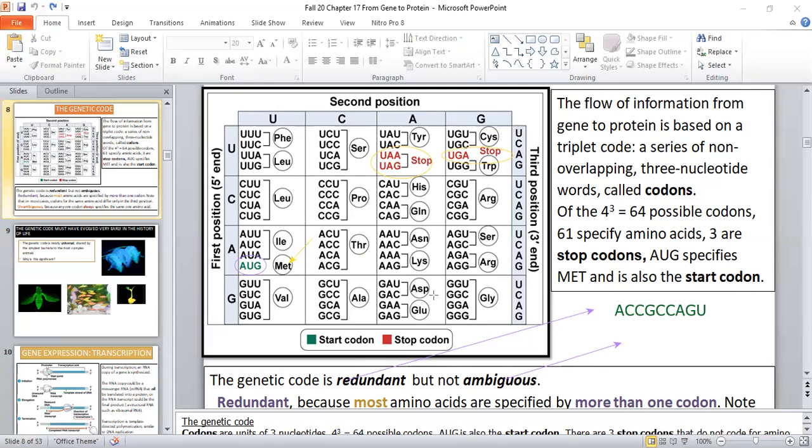So are you clear about this? Yeah, clear. Redundant and not ambiguous. Redundant means degenerate. Redundant means one amino acid can be coded by more than one genetic code. So what is the advantage of this thing, Fatim?